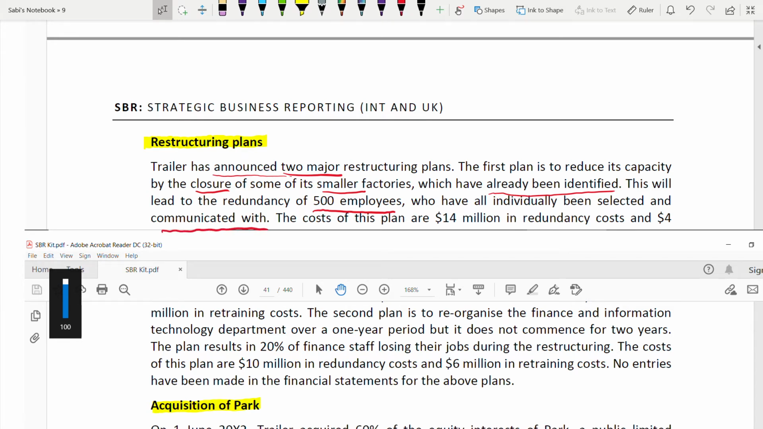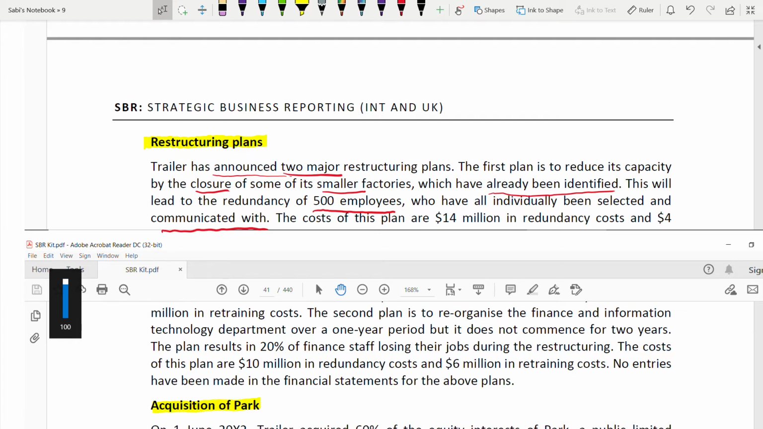It's very important. Two things you need to know when restructuring: that it was announced officially, and whether the employees who will be affected by the redundancy are informed, are communicated with. These two things you need to see for restructuring to take place, to recognize restructuring. If these two criteria have been fulfilled, it's restructuring only. Otherwise, it's not. You don't recognize it.